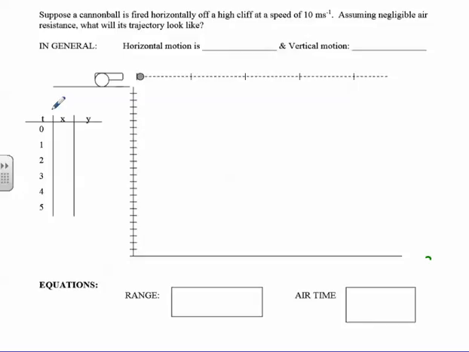Okay, so we're going to build this lesson around an example. We have a cannonball fired horizontally, so that's a key component right here. And we're at a high cliff. It's fired at a speed of 10 meters per second, and we're assuming negligible air resistance.